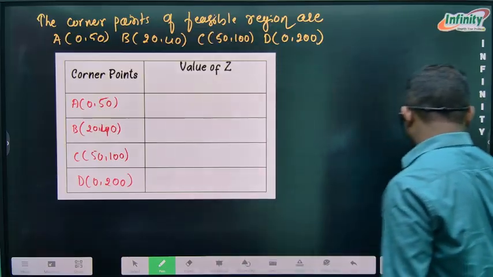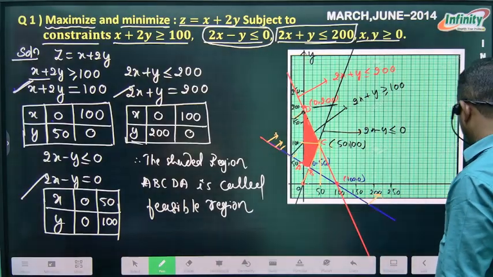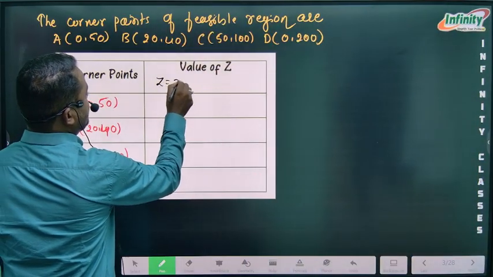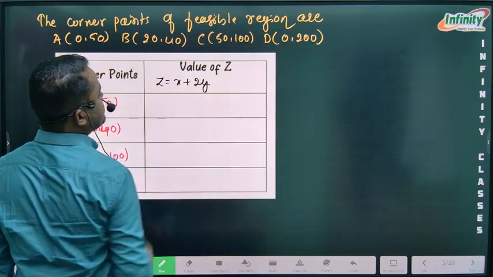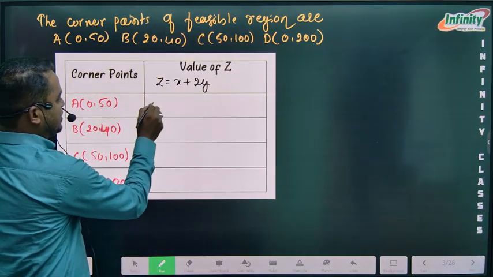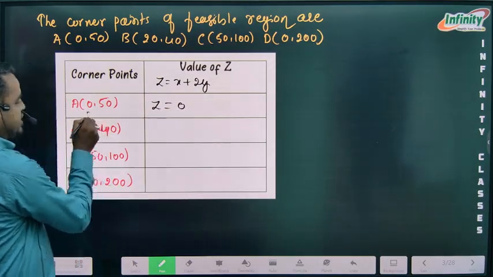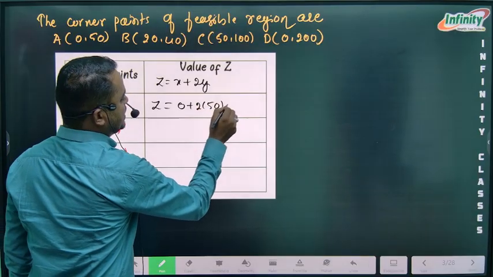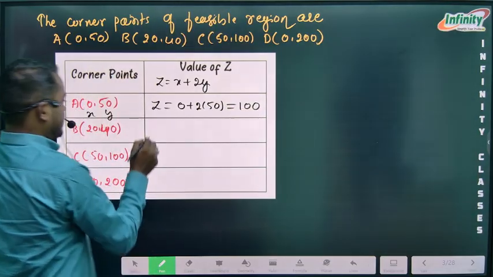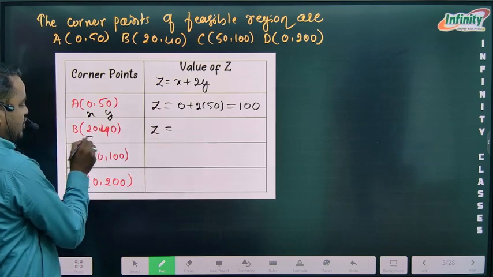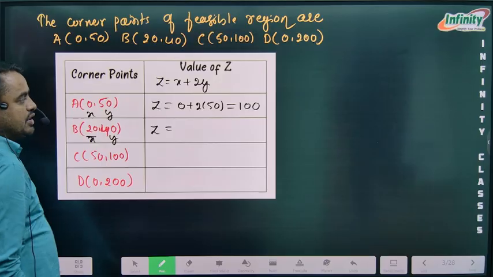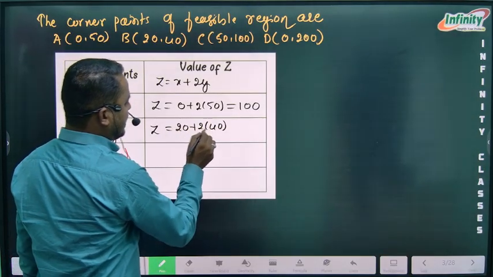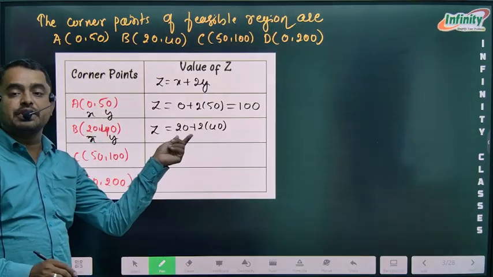What is our objective function? Z is equal to x plus 2y. Here, at A, put x as 0 and y as 50: Z is equal to 0 plus 2 into 50, that is 100. At B, x is 20 and y is 40: 20 plus 2 into 40. 2 into 40 is 80, and 80 plus 20 is 100.